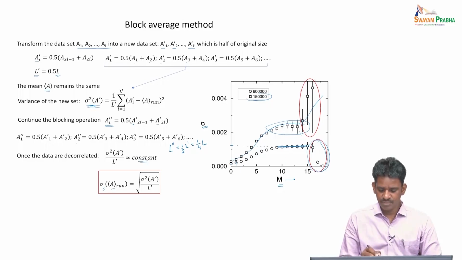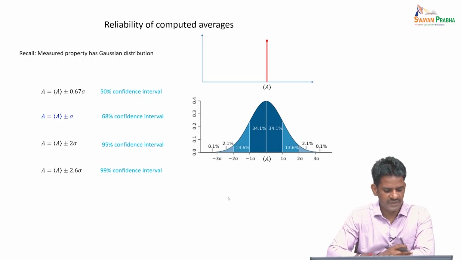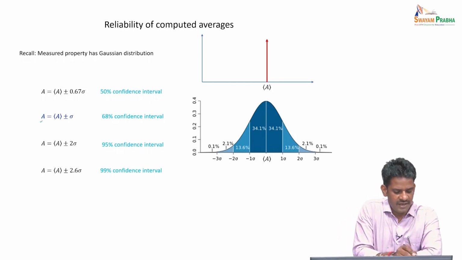So, this method is very simple to code, and it's very easy to do as a post processing step. And once we have this sigma estimated, then we can give the confidence interval, the error estimate for the measurement. Now, when we report simulation measurements, we sometimes write the property A is equal to some mean plus or minus sigma.